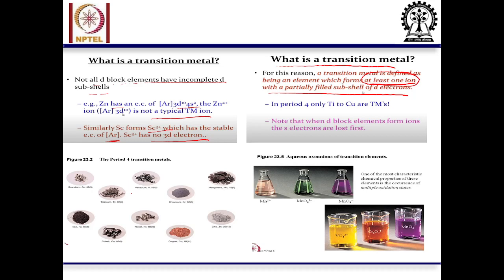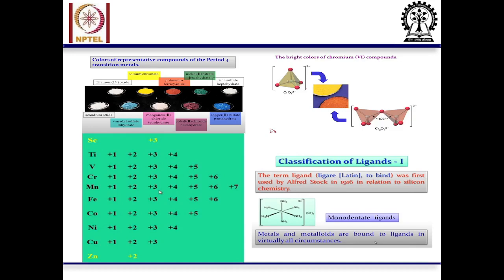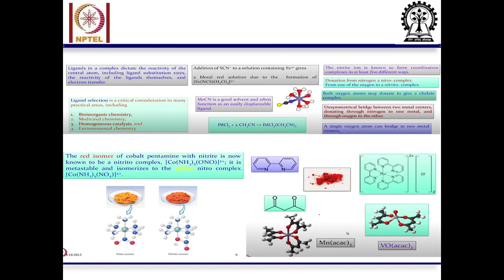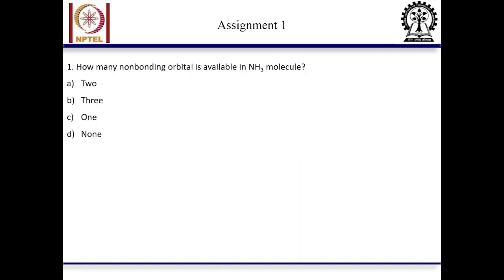So these are the different things he has shown, how the colors come into the pictures, and then he describes the classification of ligands and what is a monodentate ligand, bidentate ligand, tridentate ligand. Those things I will go into in detail once we come to the problem solving session.